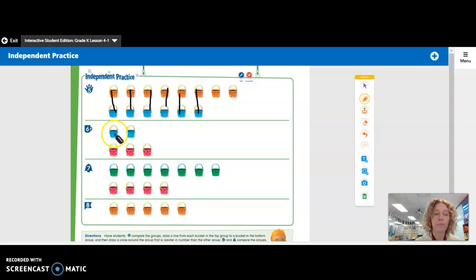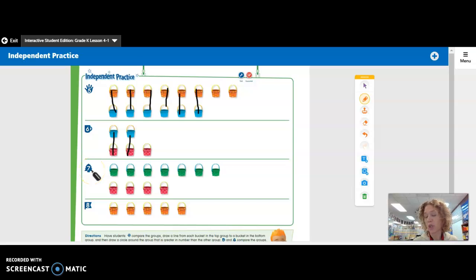This one's lesser. So we're going to match them up. Blue to pink, blue to pink. Which one has fewer, a lesser amount? Circle that.